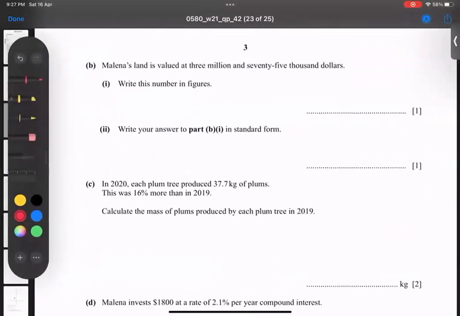M lands is valued at $3,075,000. Write in numbers. Make sure in a million we have 6 zeros. So 6 zeros are there in 1 million. But if you say 3 million, naturally the 1 I can replace by 3. And then he says 75,000, so naturally we have to put 75,000. Logic: 1000 means 3 zeros. The point is very clear.